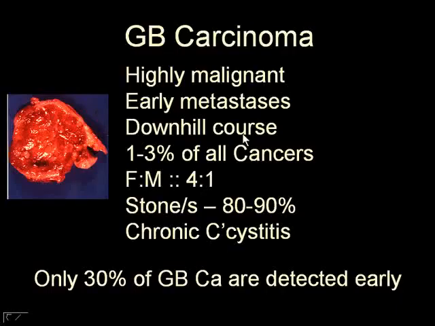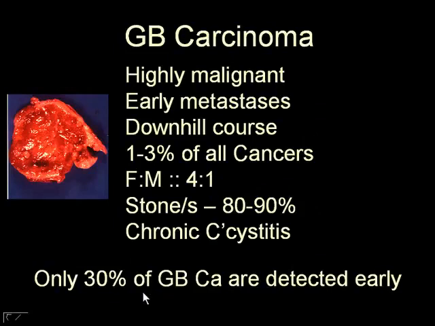GBCA is a devilish condition. It is highly malignant, with early metastasis, a downhill course, and female predominance, with stones in 80 to 90% of cases. Chronic cholecystitis and porcelain gallbladder actually predispose to GBCA, and that's the sad part of the story: only 30% of GBCAs are detected early.